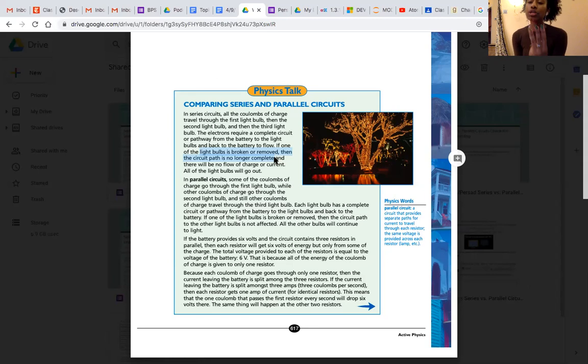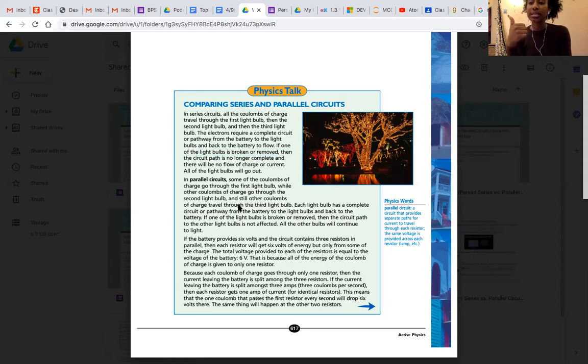No, it doesn't. So in parallel, they have their own lines, their own complete circuits. It does not matter that this light bulb is not working. The coulombs of charge are still able to deliver their volts and their energy to their individual light bulbs, okay? So the big difference that we want to remember here is that in series you share, in parallel you have your own individual complete circuits or lines, okay?